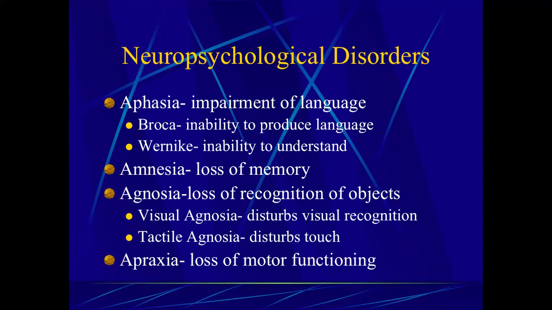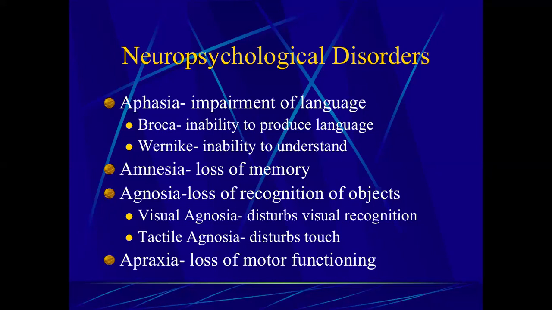So Broca's aphasia would be when a person struggles to produce speech in a meaningful way. Wernicke's aphasia would be an inability to comprehend or understand language in a meaningful way. Now, these are not the only aphasias out there, but based on our lecture, these are the two that are relevant. Amnesia, we talked about retrograde and anterograde amnesia, right? So that's a loss of memory.